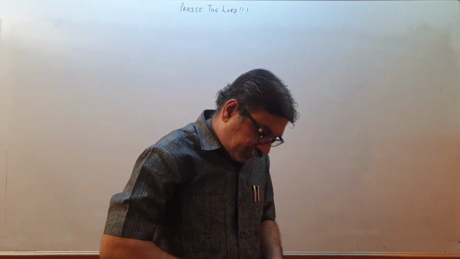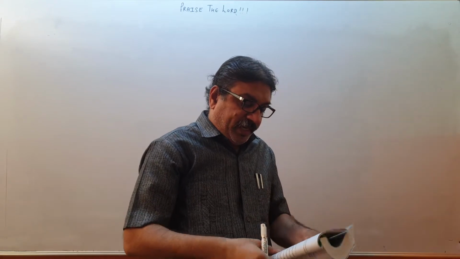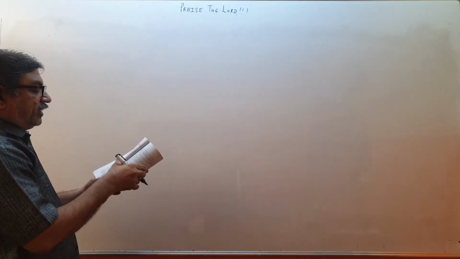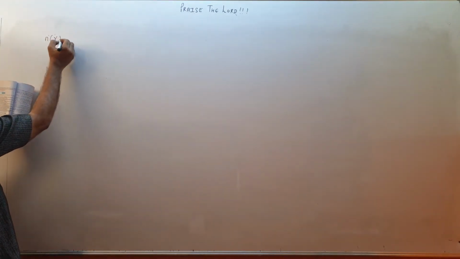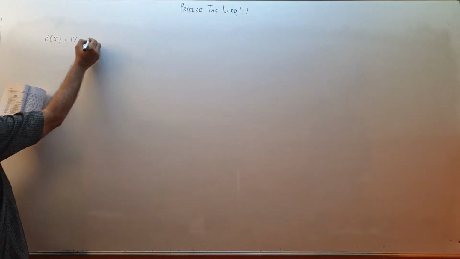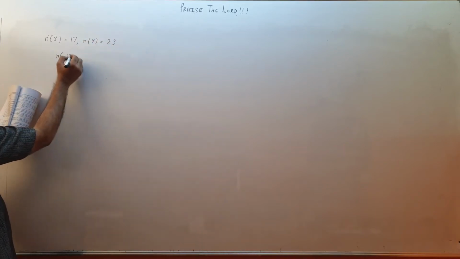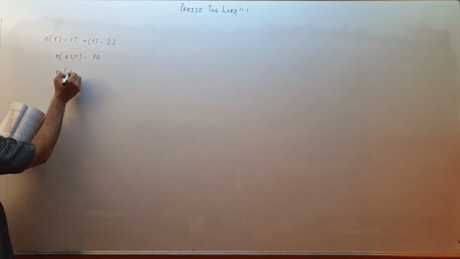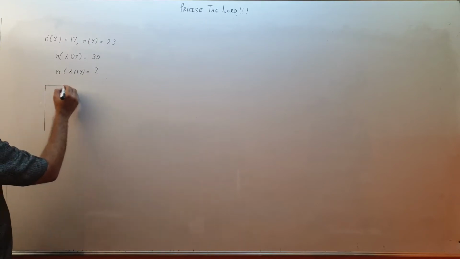See children. X and Y are two sets such that X has got 17 elements, Y has got 23 elements. The number of elements in X is 17, number of elements in Y is 23, and number of elements in X union Y is 30. So we have to find X intersection Y. How much? So please see.